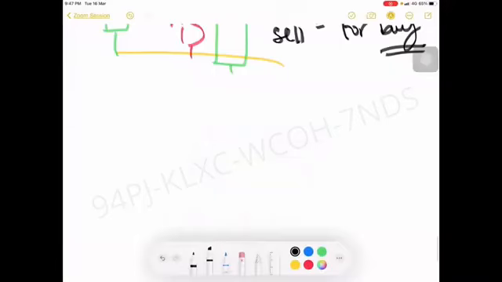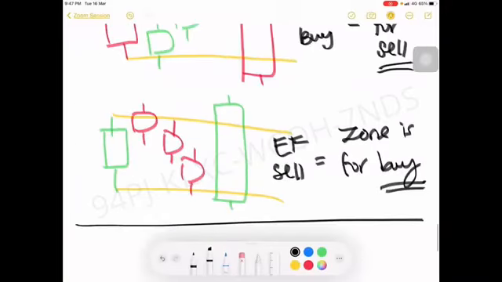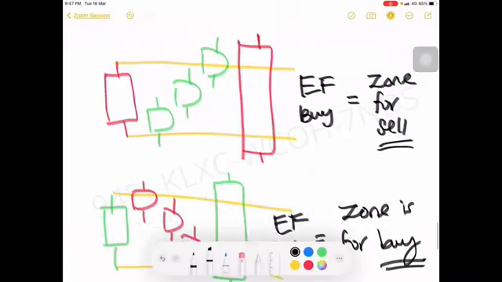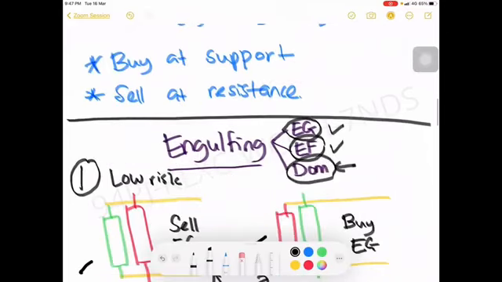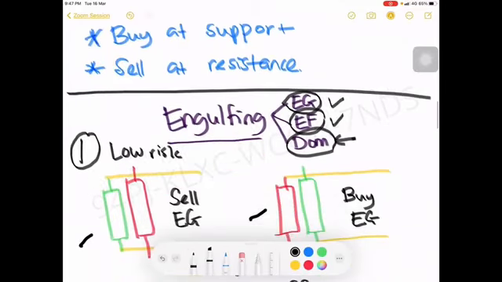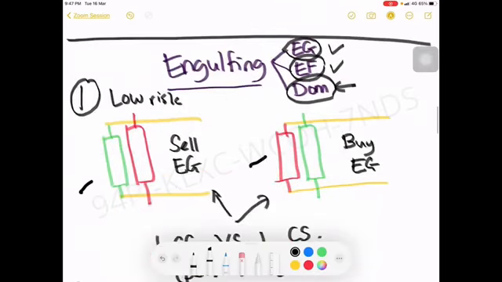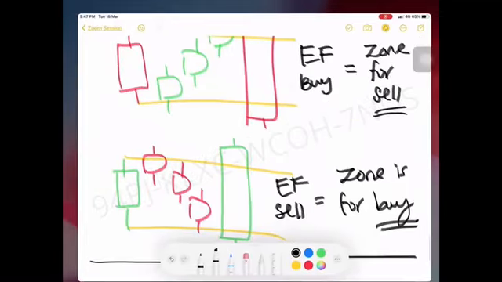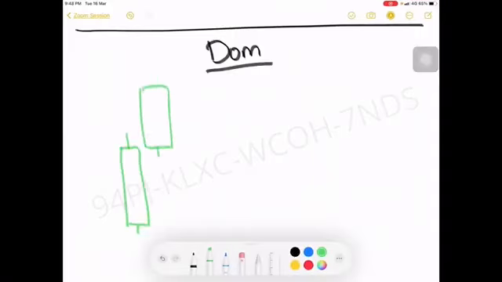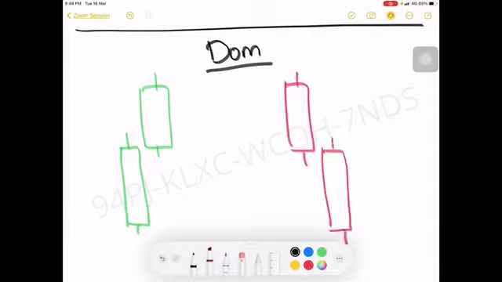The next one that we are going to learn. We have learned about the engulfing, the EF. Now we are going to learn about the DOM. DOM looks like this, and also something like this.